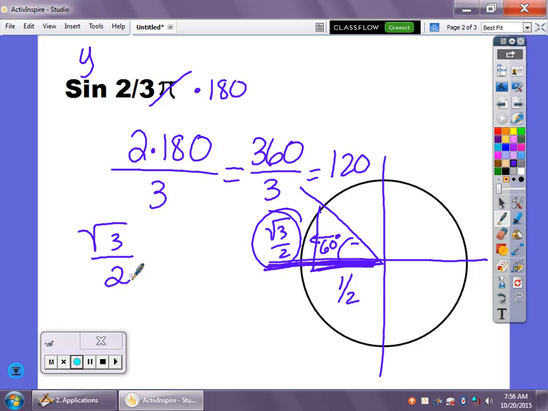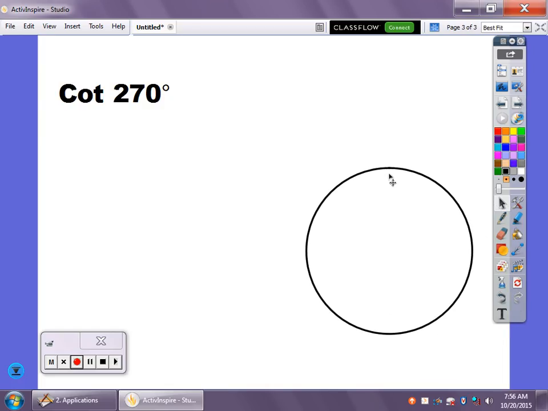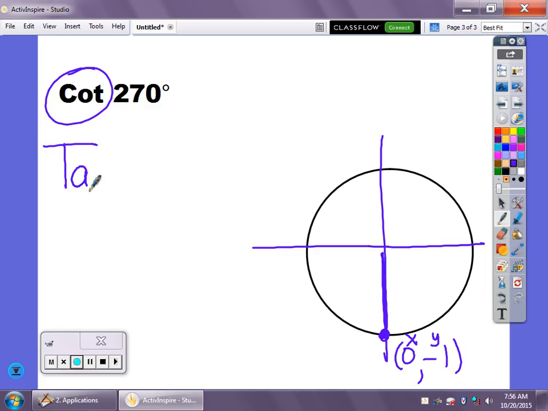Okay, let's look at a little bit more tricky one. 270 degrees. Okay, so 270 degrees is right here. So it's on an axis, okay? So I didn't travel x, so that's 0. I moved down 1. Okay, this is my x, this is my y. They're asking for cotangent. Well, cotangent is the reciprocal of tangent. And remember, tangent is like slope. It's rise over run. So it's my y over my x. So my y over my x is negative 1 over 0.